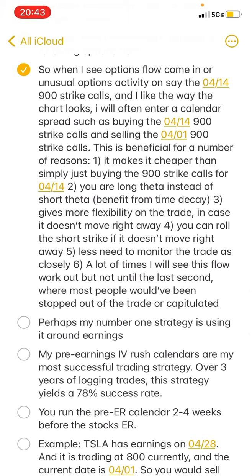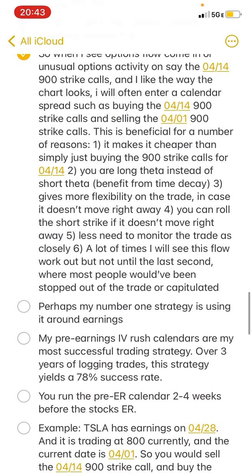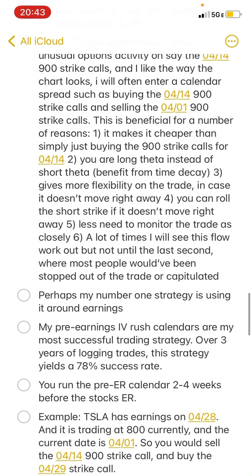So when I see options flow come in or unusual options activity on, say, the April 14th, 900 strike calls, and I like the way the chart looks, I will often enter a calendar spread such as buying the April 14th, 900 strike calls and selling the April 1st, 900 strike calls, right? So this is beneficial for a number of reasons. One, it makes it cheaper than simply buying the 900 strike calls for April 14th.